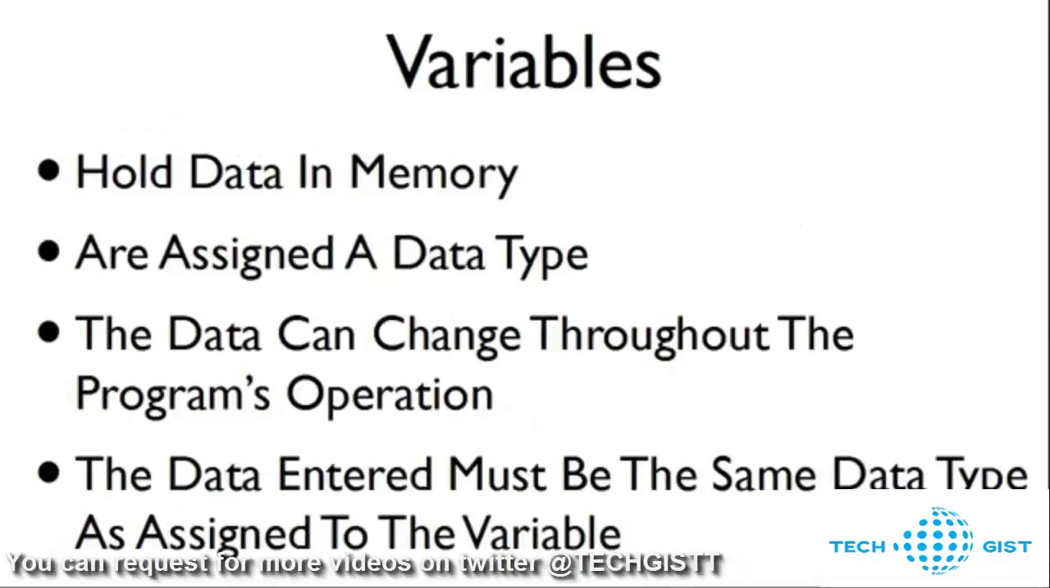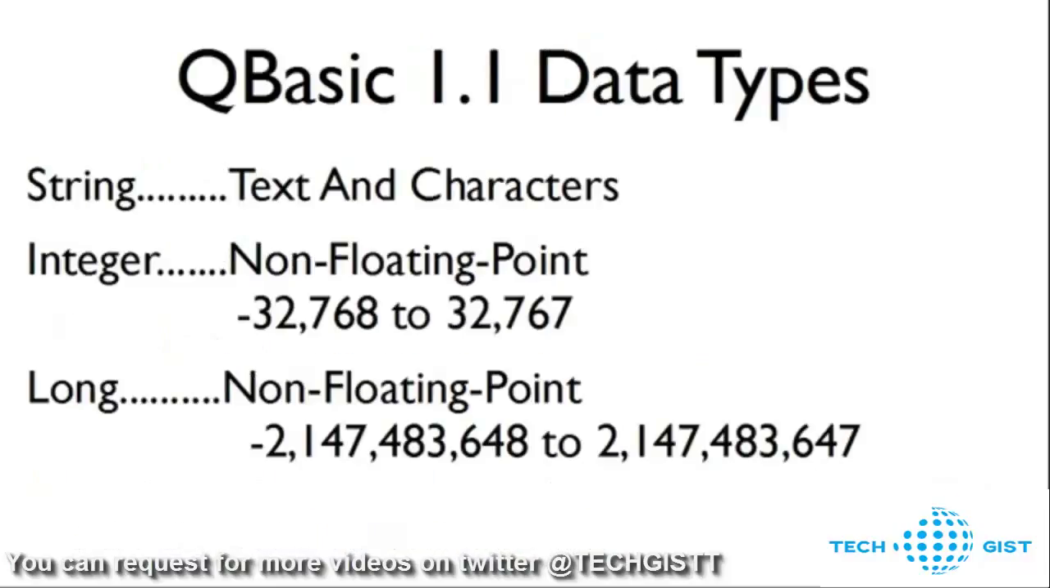Variables hold data in memory, are assigned a data type, the data can change throughout the program's operation, and the data must be the same data type as assigned to the variable. These are the data types found within QBasic 1.1 and QB64.